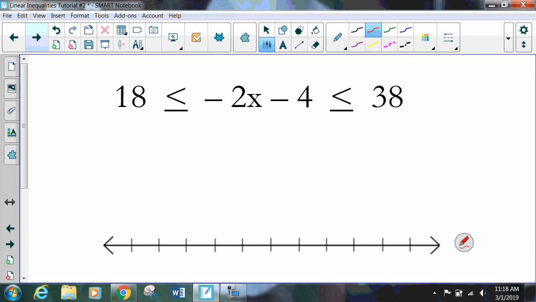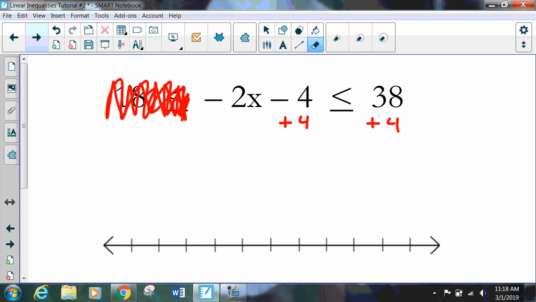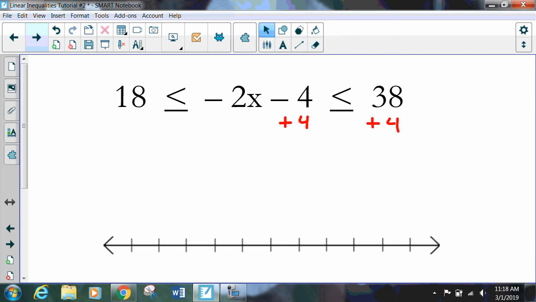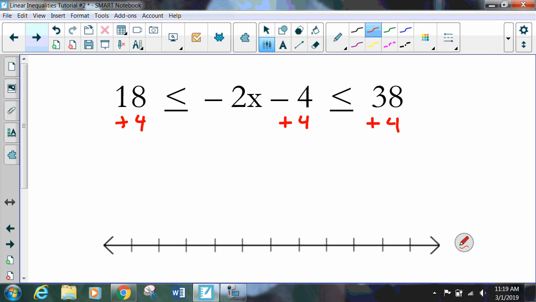Imagine if this part right here we didn't see, and it was just a single inequality. What would be the first thing that we would do to solve for x? That's right, we would add 4 to this side and add 4 to this side. Well, this really does exist, and we're going to add 4 to that left side too. So it feels a little weird at first.